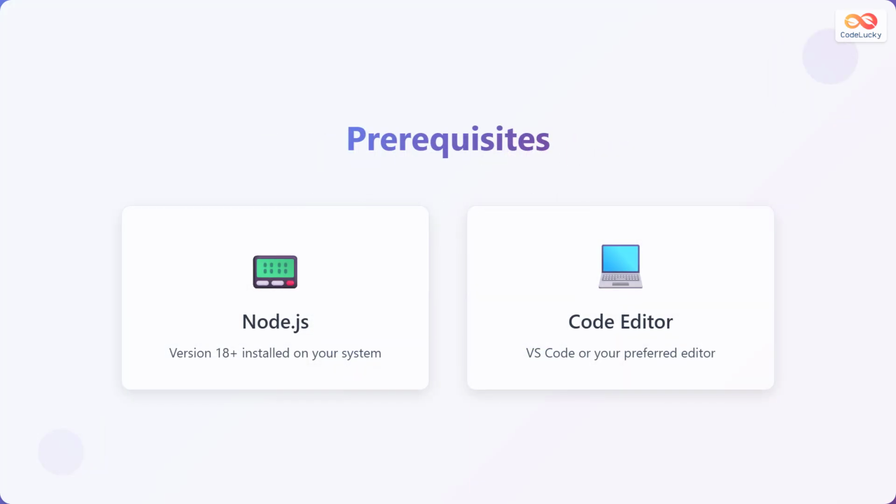Before we dive into building the to-do app, let's make sure we have all the necessary tools. First, ensure that Node.js version 18 or higher is installed on your system. Next, you'll need a code editor. I recommend VS Code, but feel free to use your preferred editor.